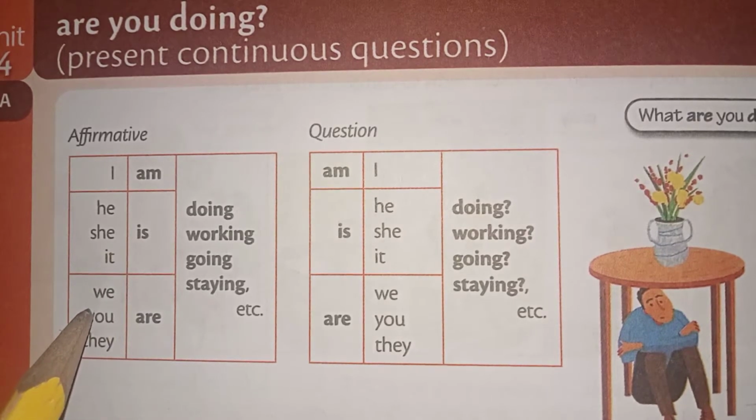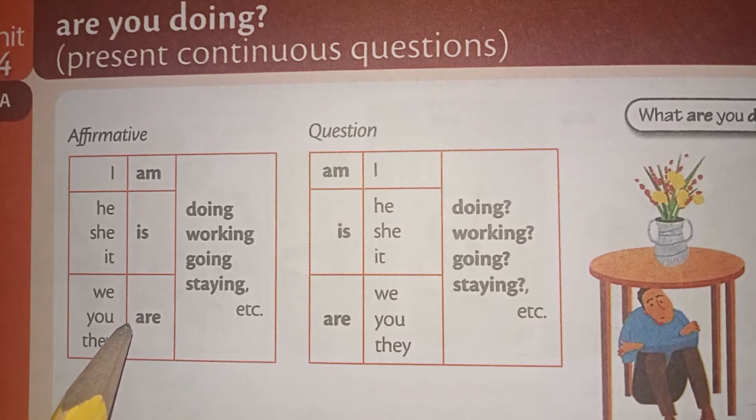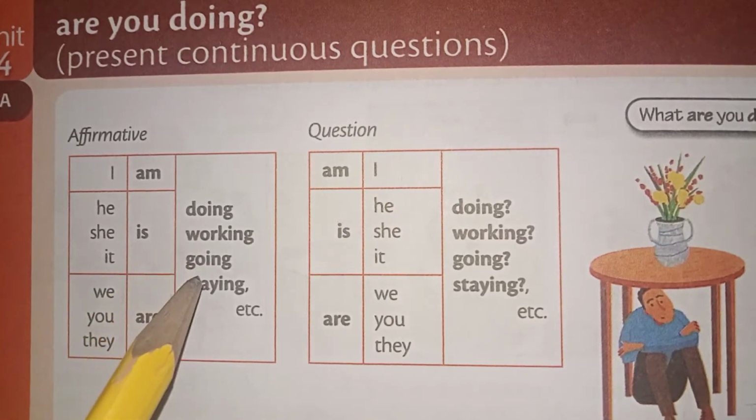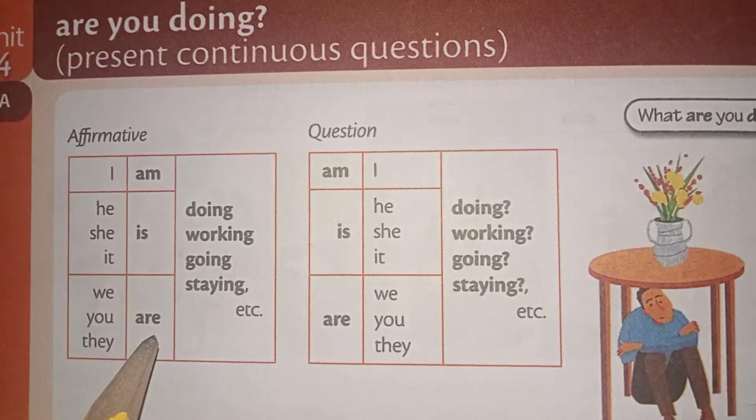And these subjects are plural: we, you, they. We put are after these words. Then the verb in the ing form. So these are simple affirmative sentences.